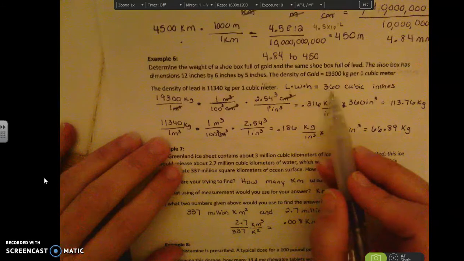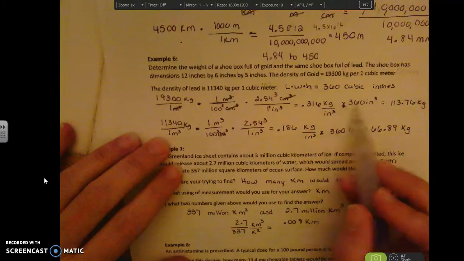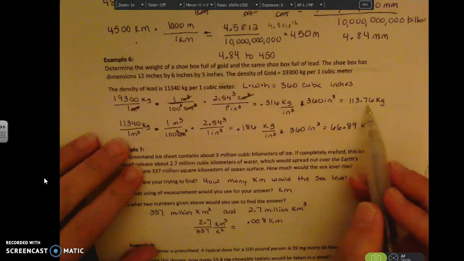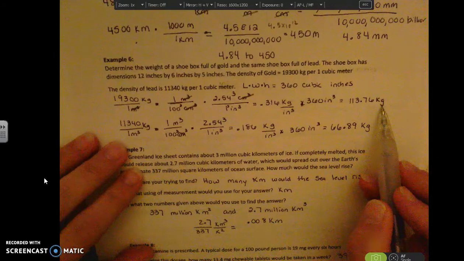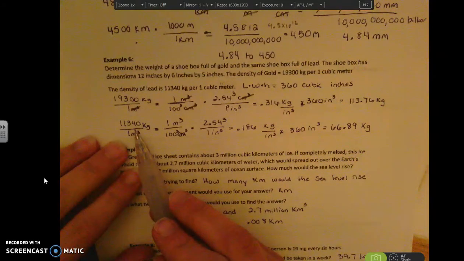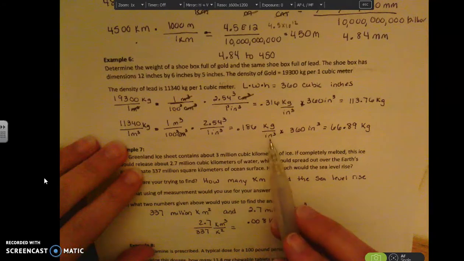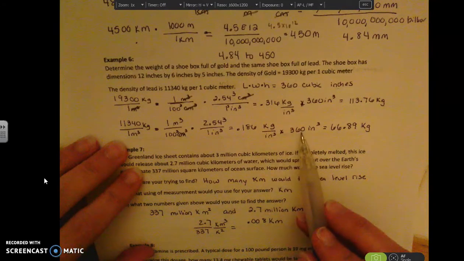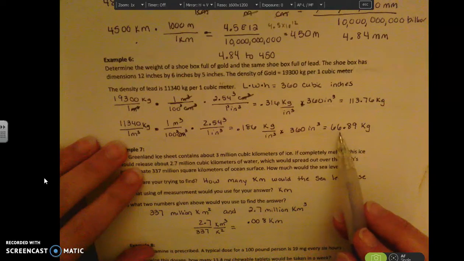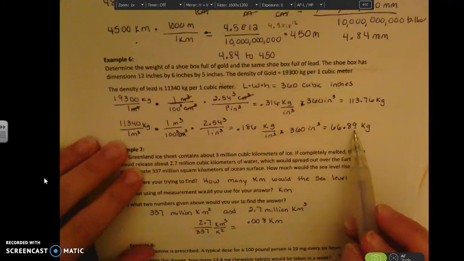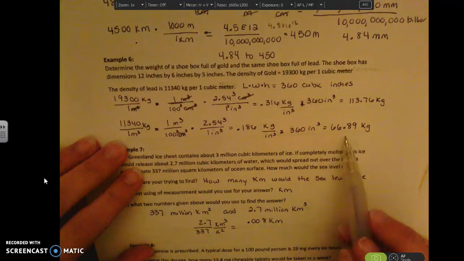Well, my box is 360 cubic inches, so I multiply by my box, and I end up with 113.76 kilograms. So now I'm going to do the same thing with the 11,340 for the lead, and I'm going to set up the same proportions, and I end up with 0.186 kilograms per inches cubed times the 360, and I end up with 66.89 kilograms. So the box of gold will weigh more than the box of lead.